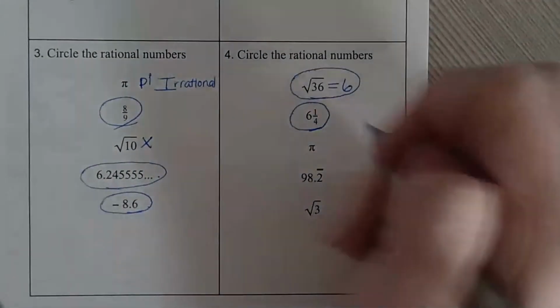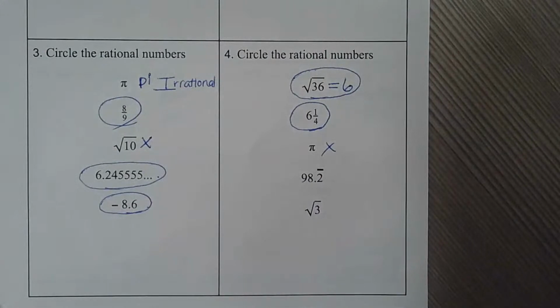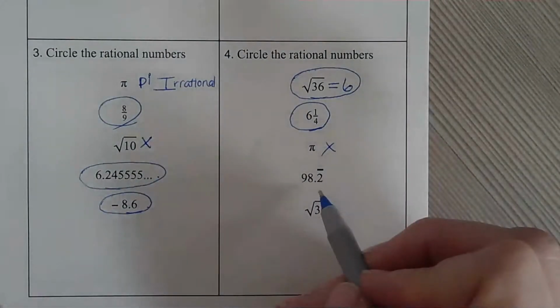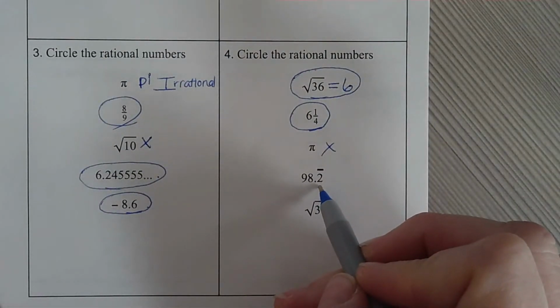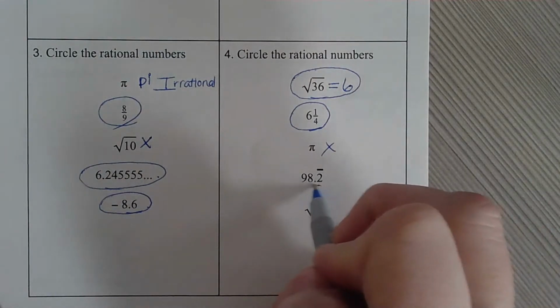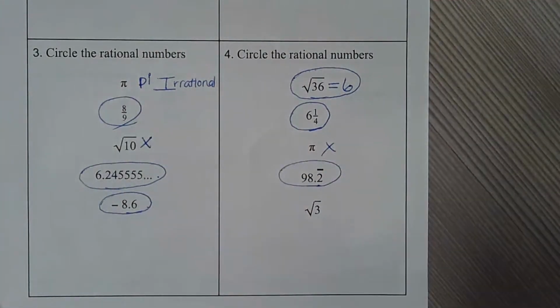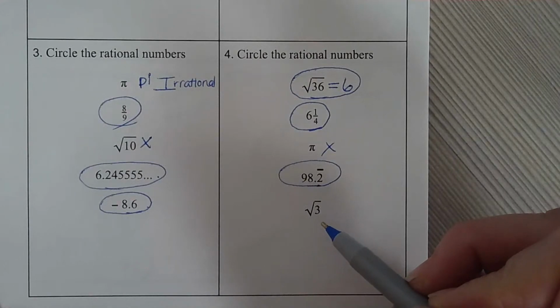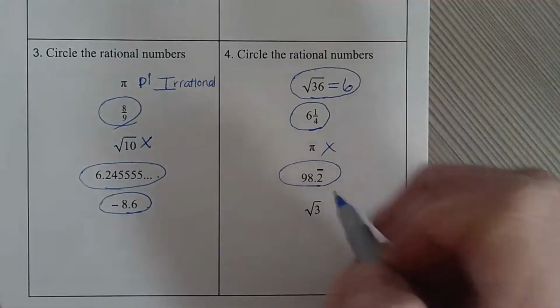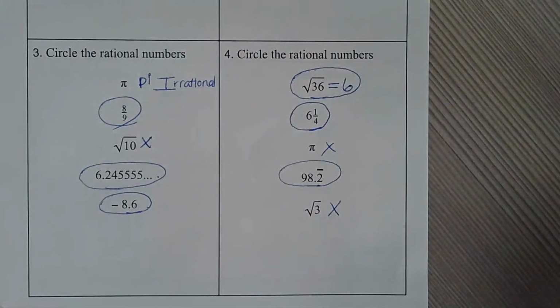Next, we have that pi symbol again. Pi is never, ever going to be rational. Next, we have a repeating decimal. Repeating decimals are rational. And lastly, we have another square root. This is the square root of 3. A number times itself to equal 3? Nope, can't do it. So that would be irrational.